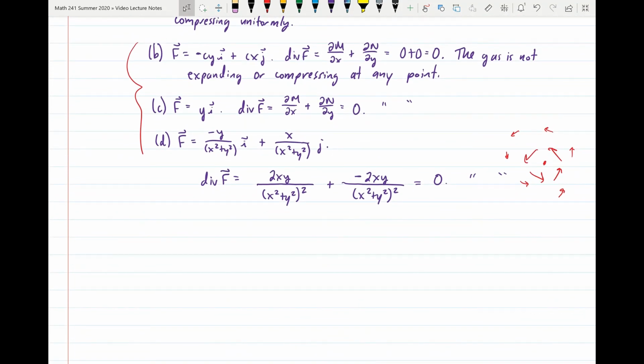And that's the end of the material for the first half of section 16.4. The second half of section 16.4 will deal with Green's theorem.